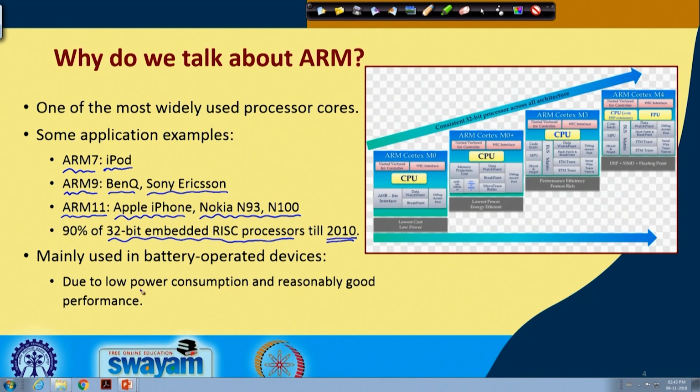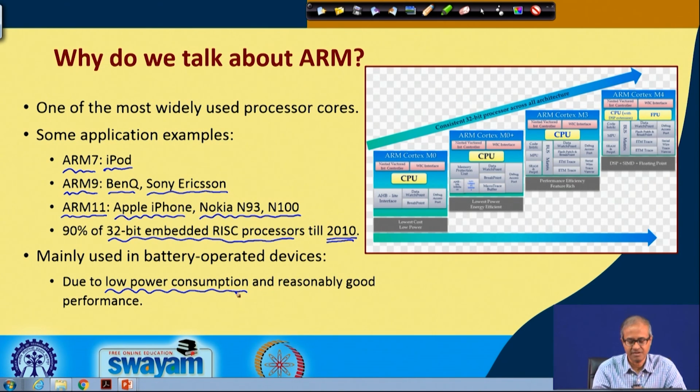Right. Now, another thing is that these ARM processors have very low power consumption and, of course, reasonably good performance, needless to say. Because of this low power consumption, they are very widely used in battery operated devices. There are many battery operated devices like the mobile phones. I talked about the iPods, there were ARM processors inside.